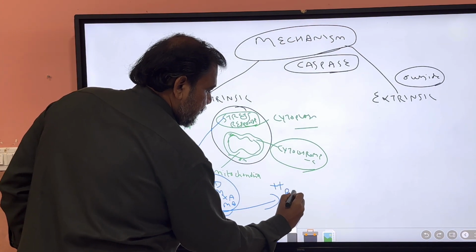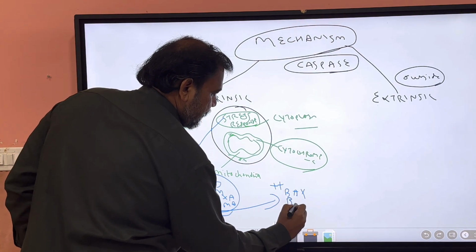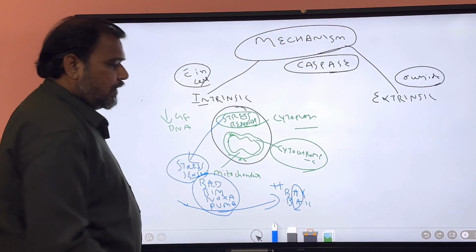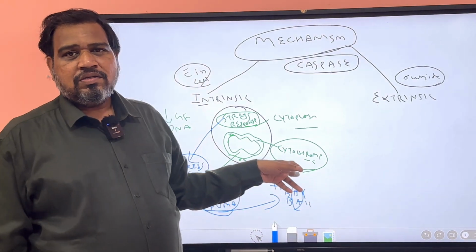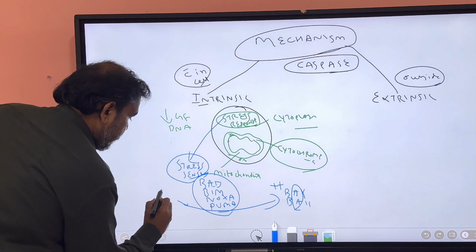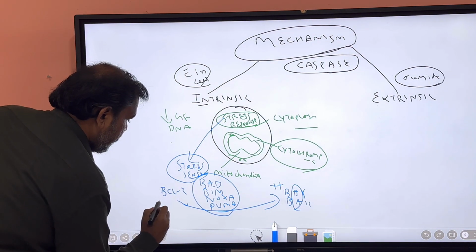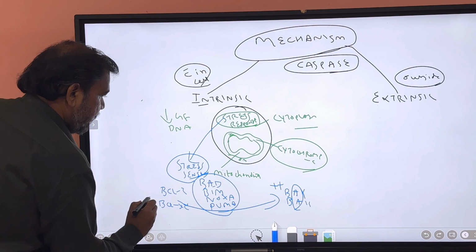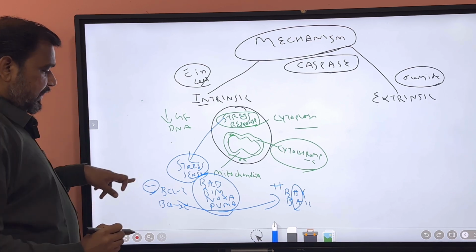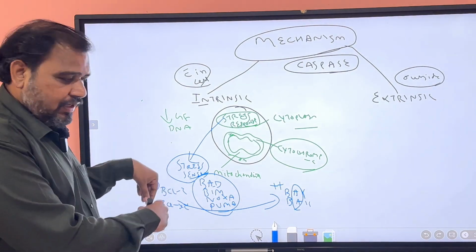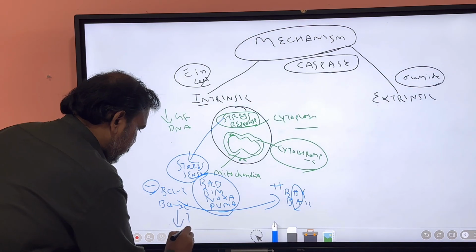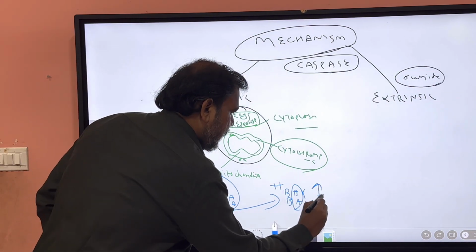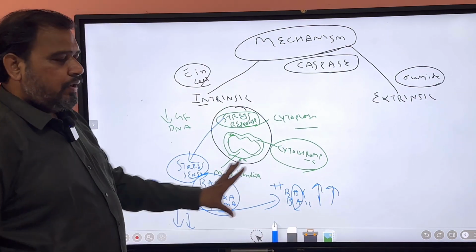Which is going to be stimulated? Yes, BAX, BAK. A for apoptosis. So apoptosis is going to be stimulated. BCL2, BCL-XL, these are anti-apoptotic genes. This is going to be inhibited. So minus anti-apoptotic. So this is going down and this is going up. So apoptosis is going to take place.